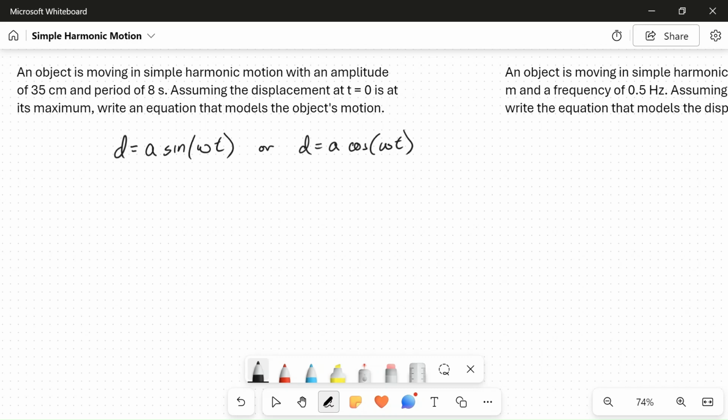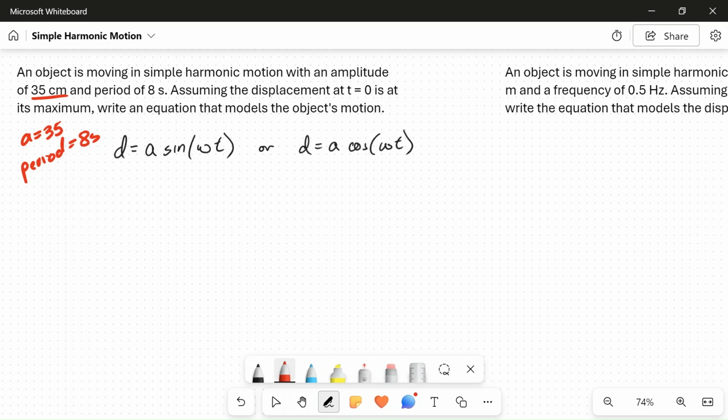In this first example, we have an object that's moving in simple harmonic motion, and it has an amplitude of 35 centimeters and a period of 8 seconds. We're assuming that the displacement at t equals 0 is at its maximum. We want to write an equation that models the object's motion. From the problem, we know A is 35 centimeters, and the period is 8 seconds.